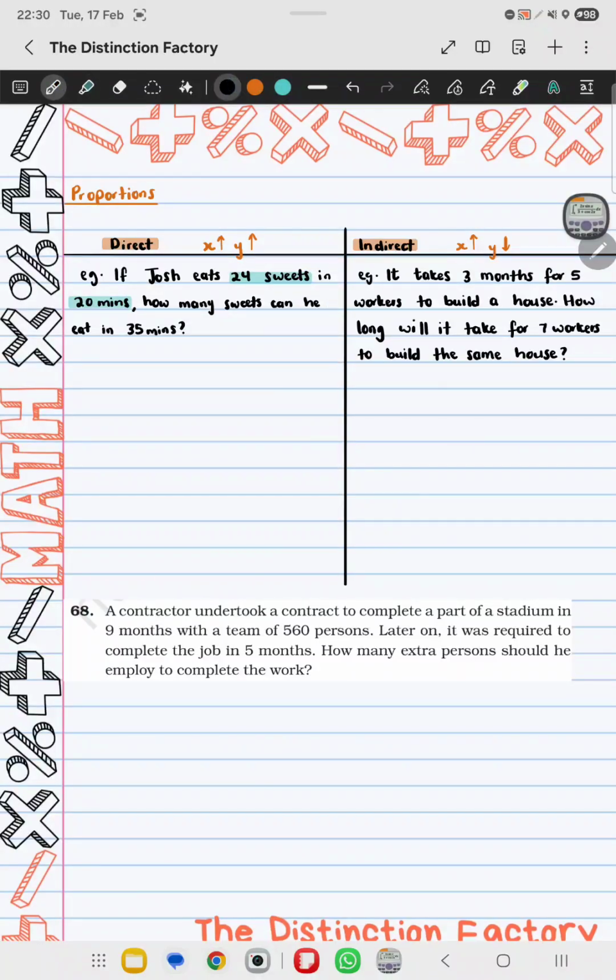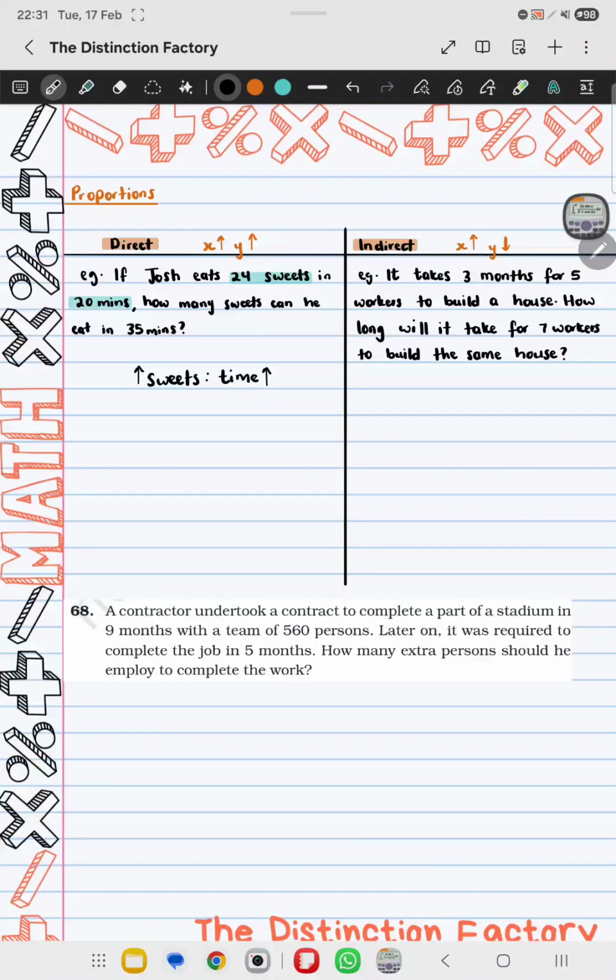And we're going to write down our variables because remember in the exam, they're not going to tell you whether it's direct or indirect. You're going to have to determine that by yourself. So we are comparing the sweets to the time that he takes to eat those sweets. So if we increase the time that he has, that means that the number of sweets that he'll be eating will also increase. And because both of them are increasing, that means that we have direct proportion.